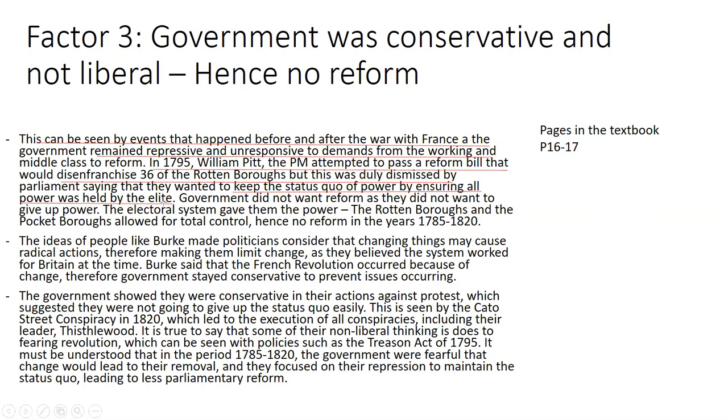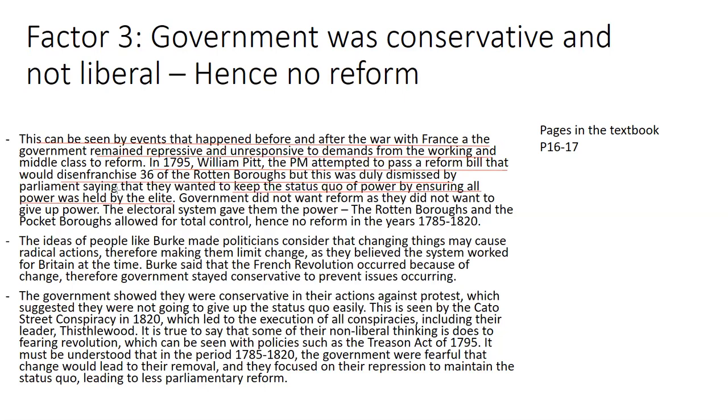So it wasn't because of revolution. This is suggesting it was because the government didn't want to lose their power. And by disenfranchising rotten boroughs, the government would have lost their power because rotten boroughs were an easy win. They were an easy thing for the MPs to pay for. And the rotten boroughs and the pocket boroughs allowed for total control. Hence, there was no reform in the years 1785 to 1820 because the government was self-absorbed elitists.